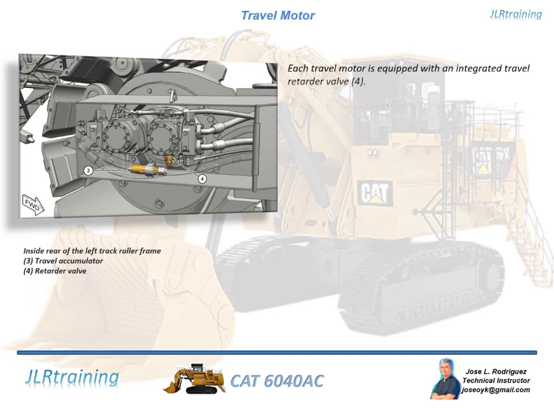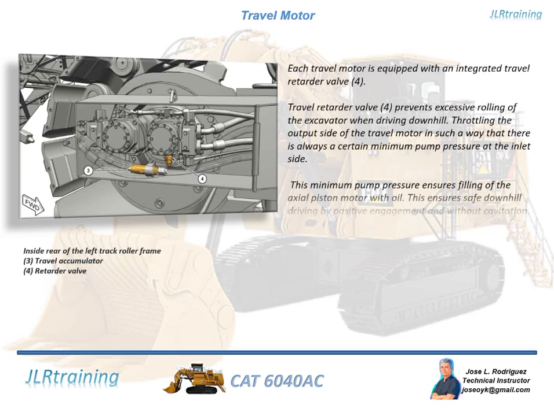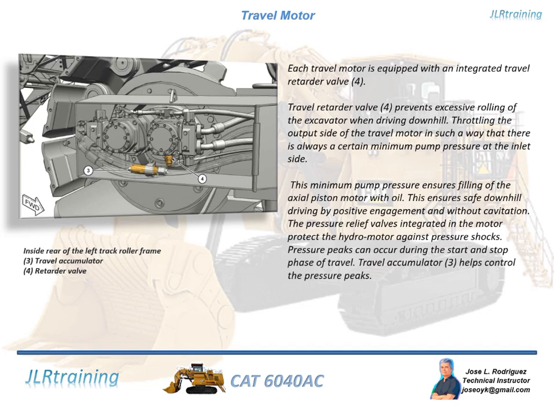Each travel motor is equipped with an integrated travel retarder valve, 4. The travel retarder valve prevents excessive rolling of the excavator when driving downhill, throttling the output side of the travel motor in such a way that there is always a certain minimum pump pressure at the inlet side. This minimum pump pressure ensures filling of the axial piston motor with oil. This ensures safe downhill driving by positive engagement and without cavitation.